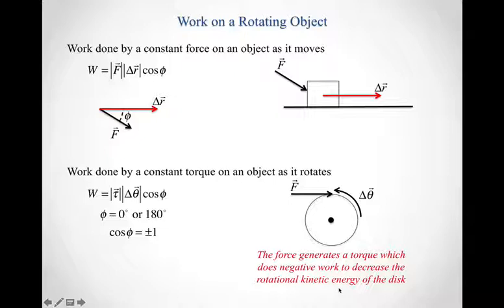Okay? So in the same way that we had forces that could do positive or negative work on objects as they underwent translational motion, we'll have forces that generate torques. Those torques can do positive or negative work to change the rotational kinetic energy.